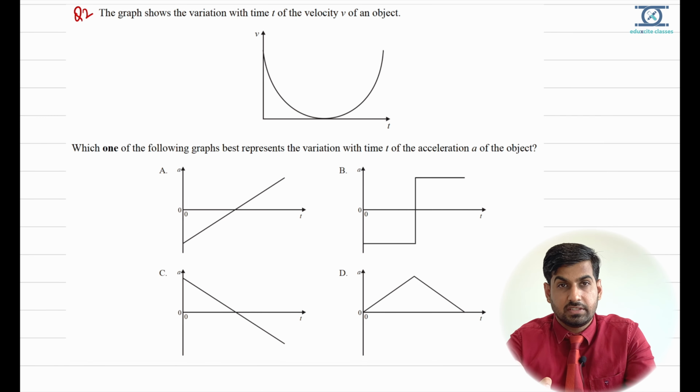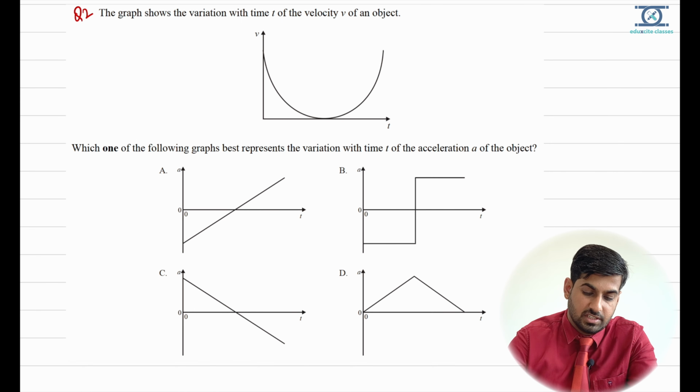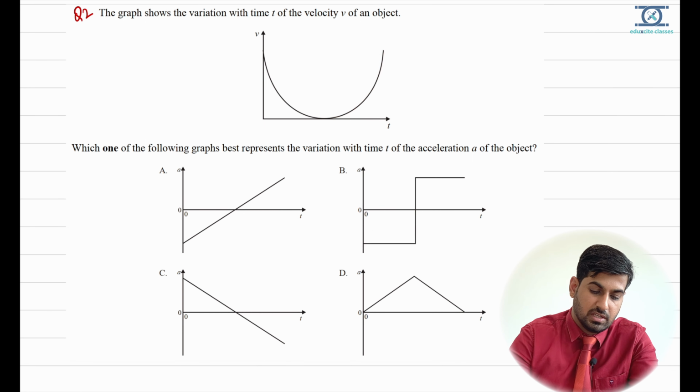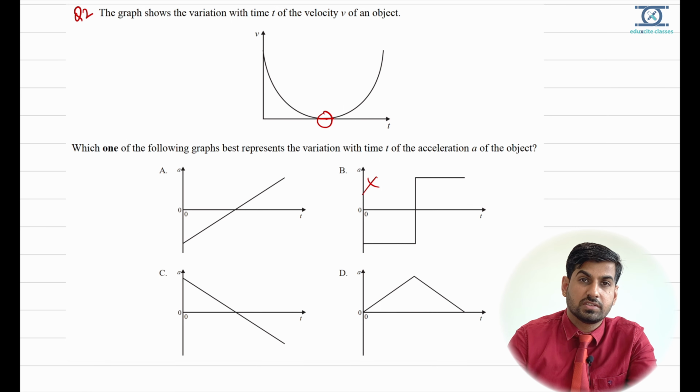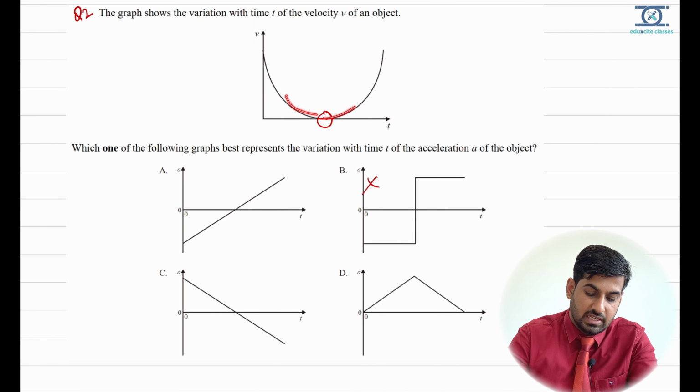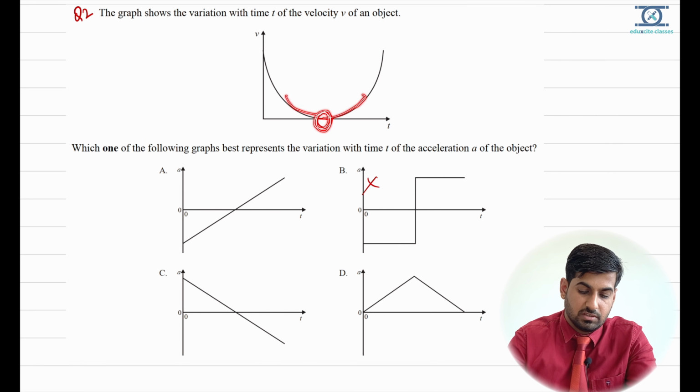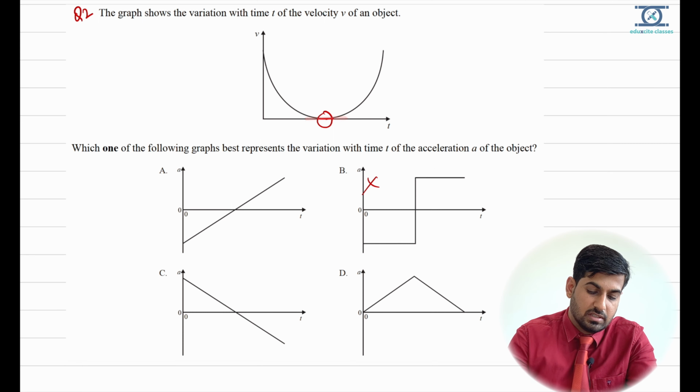It is not a constant value, it is increasing at a constant rate because it is a curved line, it is not a straight line. If it was a straight line, the acceleration was constant. So this is incorrect. The acceleration will be maximum at this point because velocity is changing its value at this particular point. So it is decreasing and then it is increasing. So the acceleration will become 0 at this particular instant of time because it is parallel with the y-axis. So this is also incorrect.